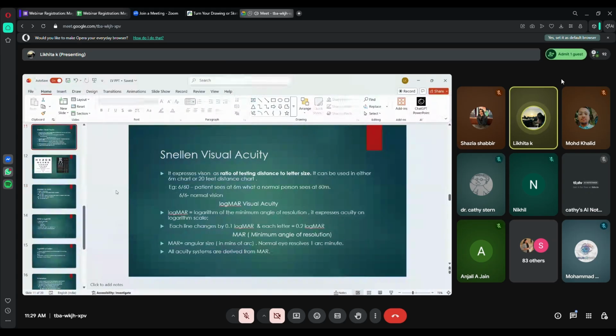Sorry, did I mention 0.2 in Logmar for each letter? It's 0.02.